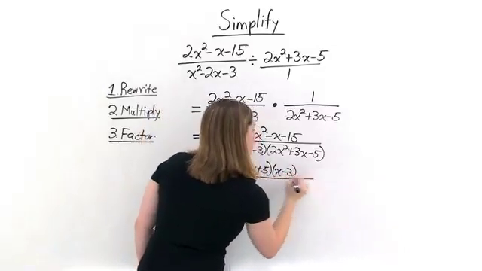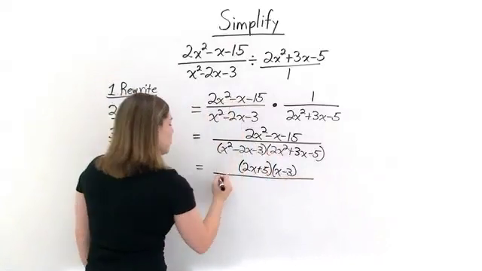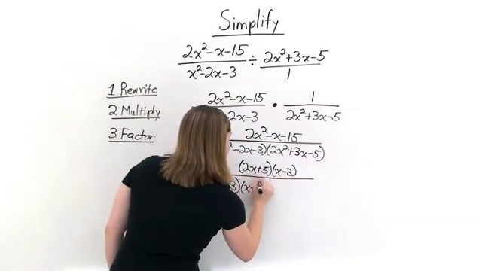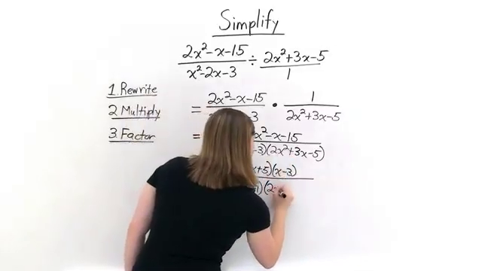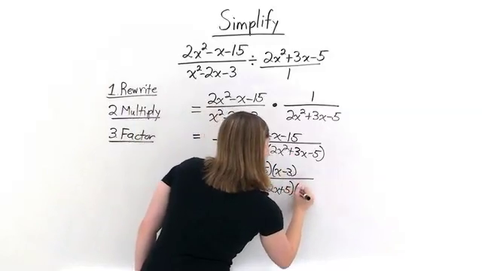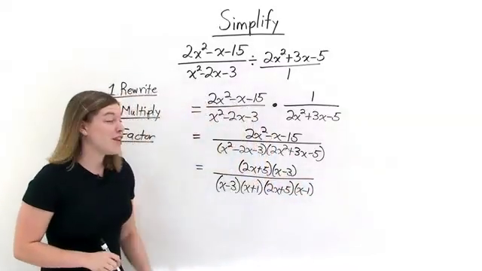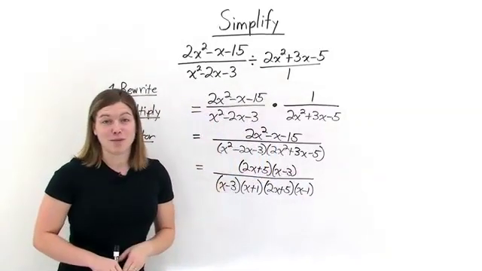Then in the denominator, we want to factor each polynomial separately. This polynomial will factor into x minus 3 times x plus 1. Now when we factor our second polynomial, we get 2x plus 5 times x minus 1. Great. Now we've taken each polynomial and factored it into its lowest terms.